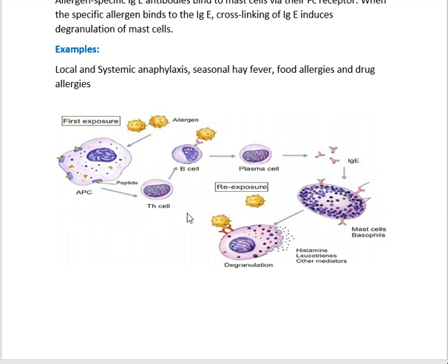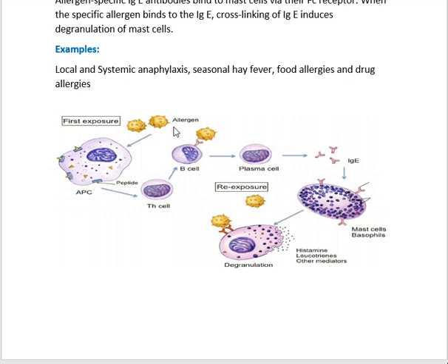Now this is what happens in the first exposure. This IgE is sometimes called reagin, which we have discussed already in the types of antigen antibody reaction. The individual has a hereditary disposition for its production. Once synthesized, IgE binds to the receptors of basophils or mast cells, and sensitizes these cells, making the individual allergic to the allergen. So this is what happens in the first exposure.